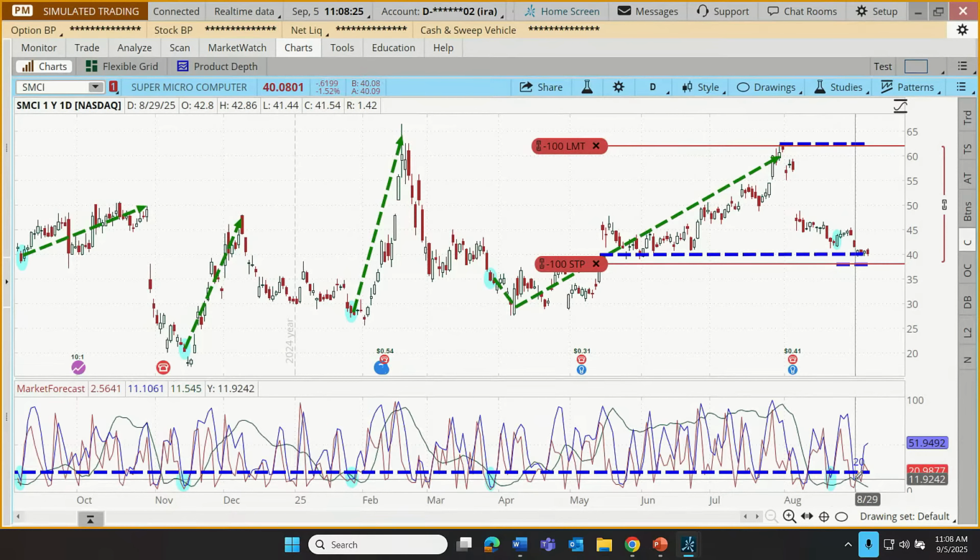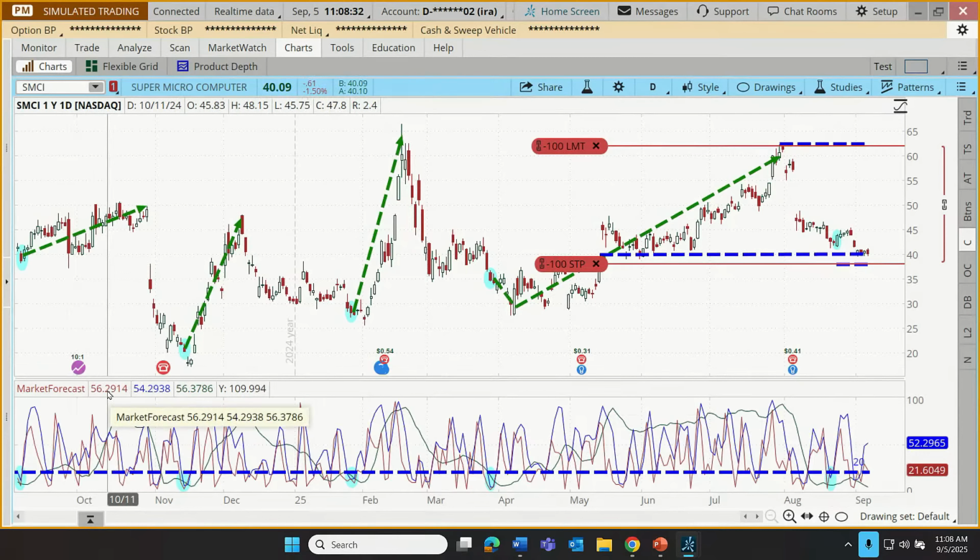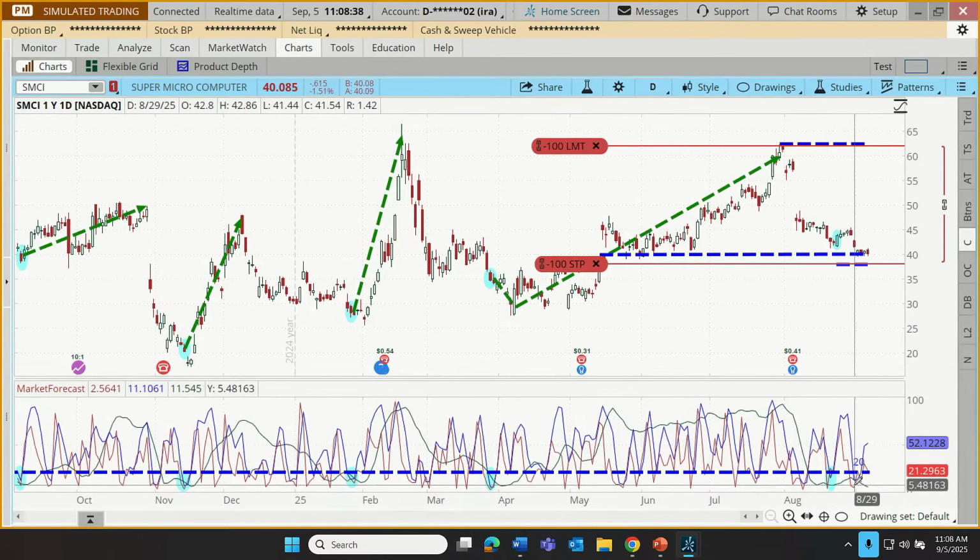So as I point, right here on August 29th, if we look up at the values of our oscillators, what we're looking for are values below 20, indicating oversold conditions across 3 time frames. And that's what we see right there. There it is, August 29th.